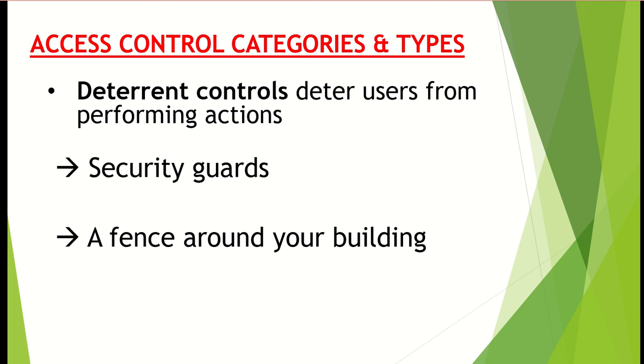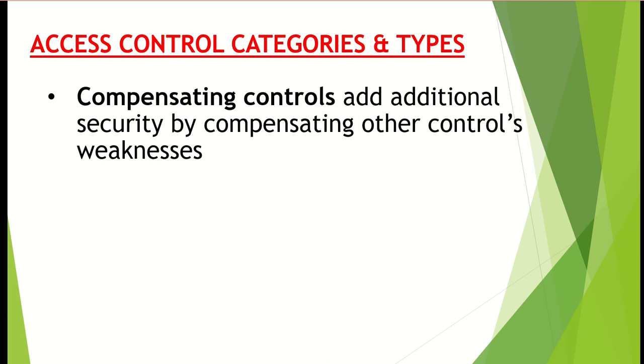Okay? So, from there, pwede na natin makontrol, pwede na natin mabigyan ng halaga ang ating access control by having the security guards and the different fences around your building. So, ibig sabihin from that, by securing or by disallowing people in entering your company premises, yung paligid ng kumpanya nyo, pwede nang ma-deterrent siya. Ma-deter, okay? Next. Compensating controls add additional security by compensating other controls' weaknesses.